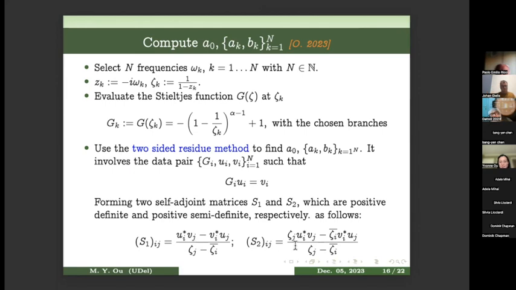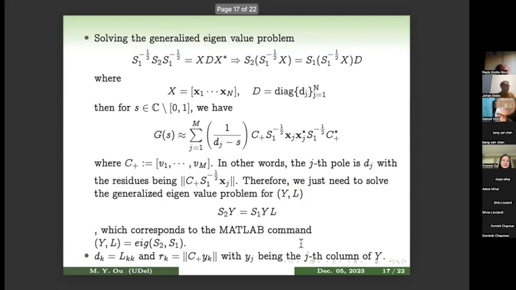And you form two matrices. Theoretically, it is known that these two matrices are self-adjoint, and S1 is positive definite, S2 is positive semi-definite. Why is this important? Because then you can forget about all of this. I form this S1, S2, and I solve a generalized eigenvalue problem. S1 is positive definite, S2 is semi-definite, so this is a stable solver.